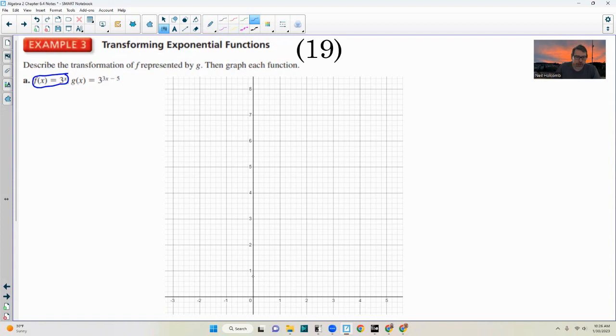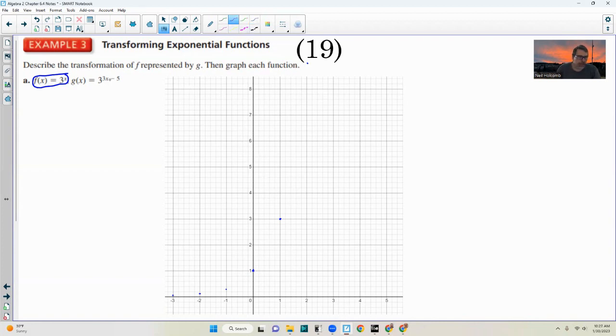3 to the 0 is 1. 3 to the 1 is 3. 3 squared is 9. So way up, it's getting big really fast. 3 to the negative 1 is a third right here. 3 to the negative 2 is a ninth, and so on and so on. So there's the graph of f of x.